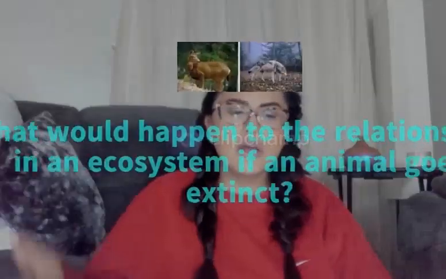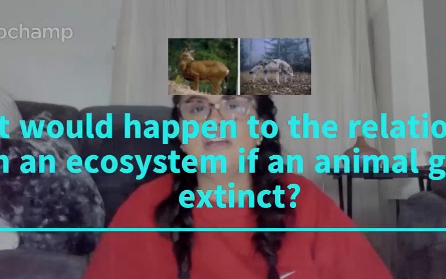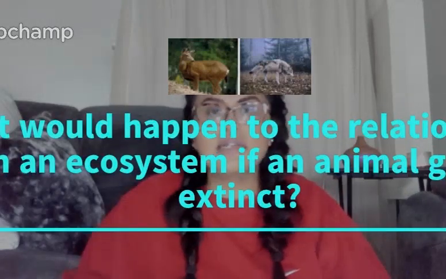To tie in this part of the producers, consumers, and food webs section of Unit 5, we will be focusing on one main question: what would happen to the relationships in an ecosystem if an animal goes extinct? So think about that question. We're definitely going to be revisiting that a few times, but that is going to be the focus of producers, consumers, and food webs.